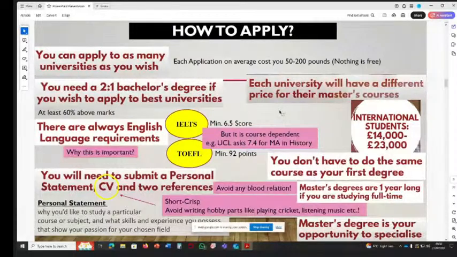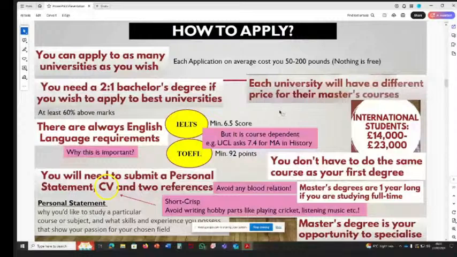You need a 2:1 bachelor's degree if you wish to apply to the best universities. Usually it's a 3-year bachelor's course, which is common in India, so no worries about that. It's better to have a first class degree. Otherwise, 50% is also okay. I mean, they don't mention anything about that directly, but if there is a good score, there is a good chance.